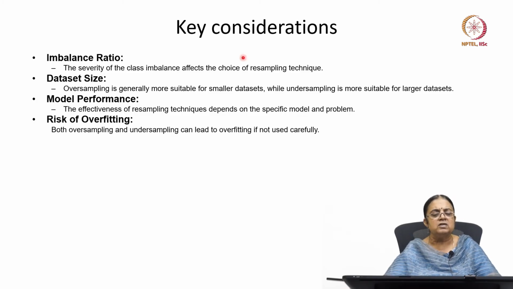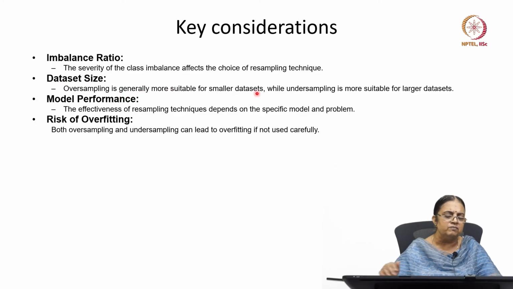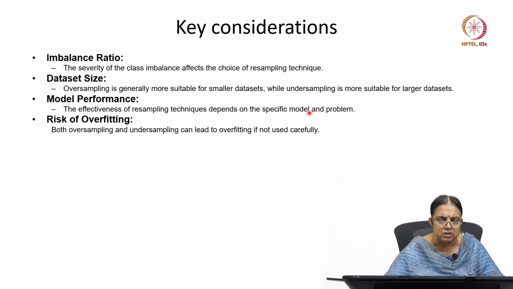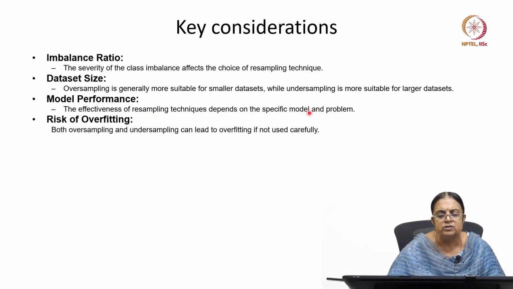The next consideration is the data set size. Oversampling is generally most suited for smaller data sets, because if you do oversampling, you may find otherwise that the data set becomes too large, whereas undersampling is more suitable for larger data sets. If the data set is extremely large, then you might as well reduce its size by doing undersampling. The third one is model performance. The effectiveness of resampling techniques depends on the specific model which you are using. So what is the model you are using for classification?